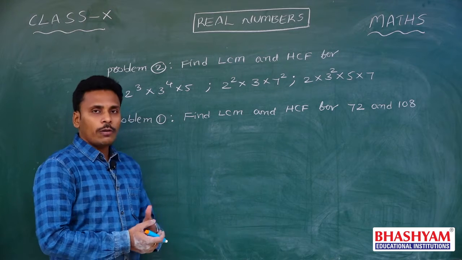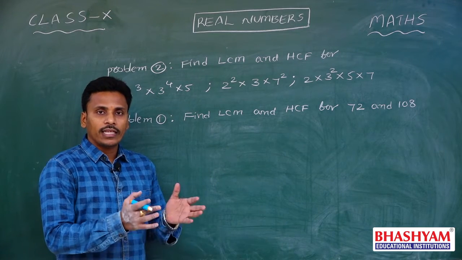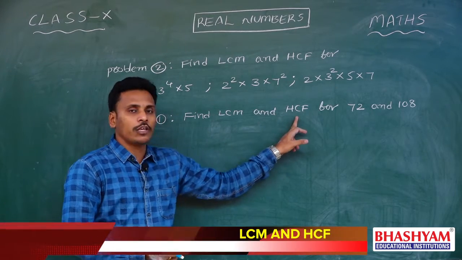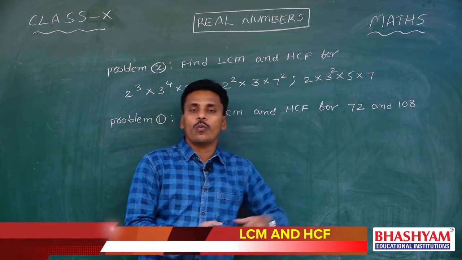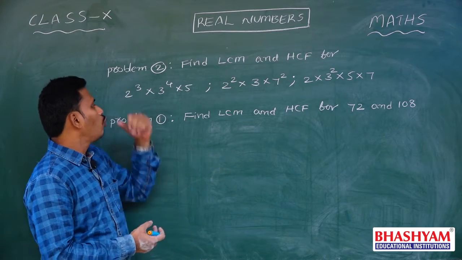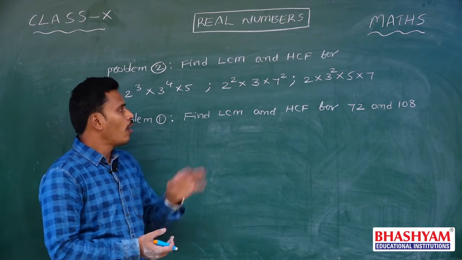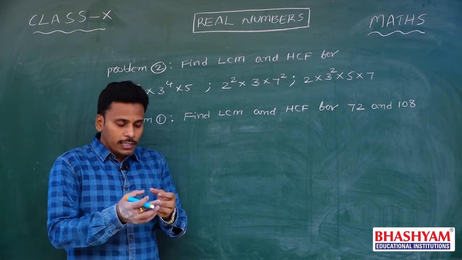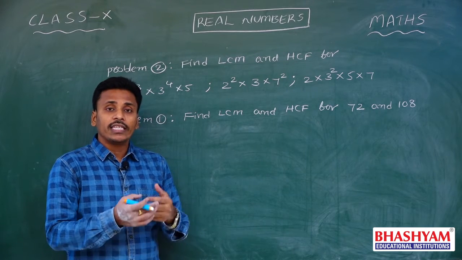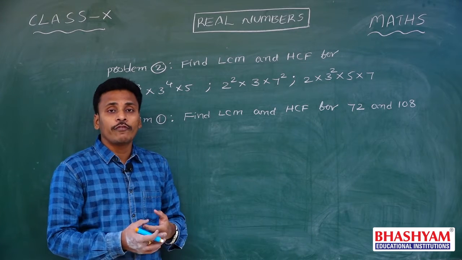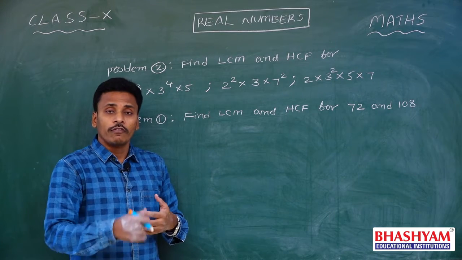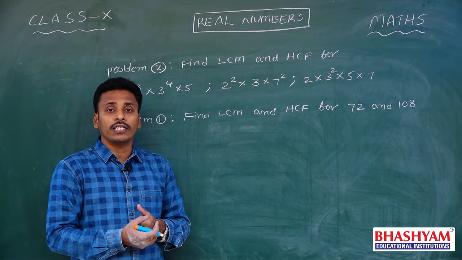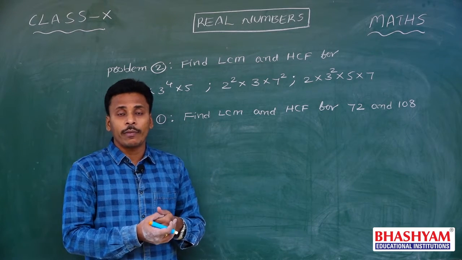Now, look at the board. I have two problems to find LCM and HCF. Problem 1 is finding LCM and HCF for two numbers, 72 and 108. And problem 2 is finding LCM and HCF for three given numbers. This prime factorization method basically helps us to find LCM and HCF not only for two numbers, but for more than two, for three, for four, any number of numbers. Thus the prime factorization method is very easy for finding LCM and HCF.